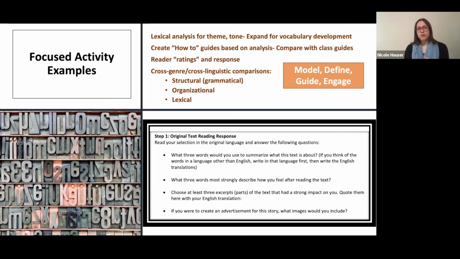Some other examples of focused activities include creating how-to guides, so doing more global reverse outlining type of work, reader ratings and response. So sometimes I start with the rating, the response, and then move to explicitly connecting it to terminology about writing strategies, rhetorical strategies, and language from the assessments. These are great possibilities for cross-genre and cross-linguistic comparisons.